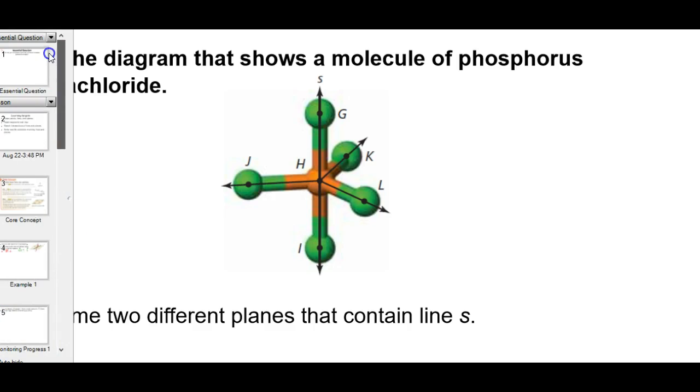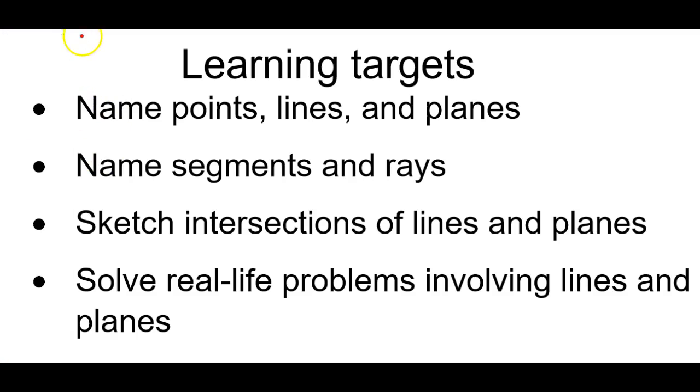So now let's go back up and review our learning targets to see how we did. So first we looked at how to name points, lines, and planes. The second thing we did was we named segments and rays. Thirdly, we sketched some intersections, and this is going to be hard to do, so make sure that you're able to actually see it in your brain and know what you're talking about. And then finally, we looked at some real-life problems involving lines and planes. So now that we've worked on these, go ahead and work on your homework for this section.